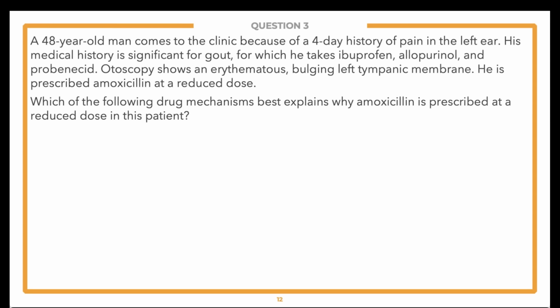Otoscopy shows an erythematous, bulging left tympanic membrane. He is prescribed amoxicillin at a reduced dose. So again, which of the following drug mechanisms best explains why amoxicillin is prescribed at a reduced dose in this patient?